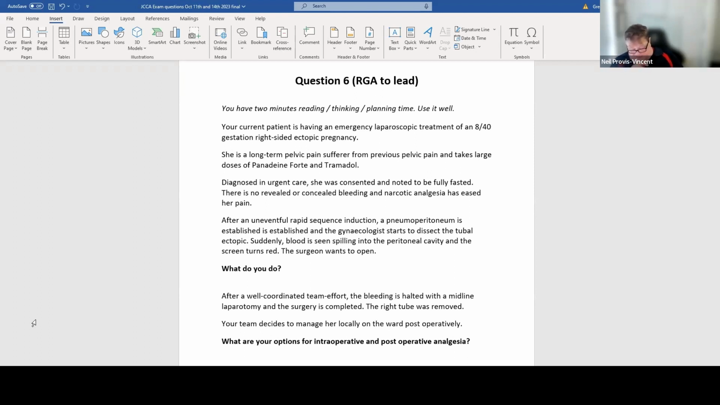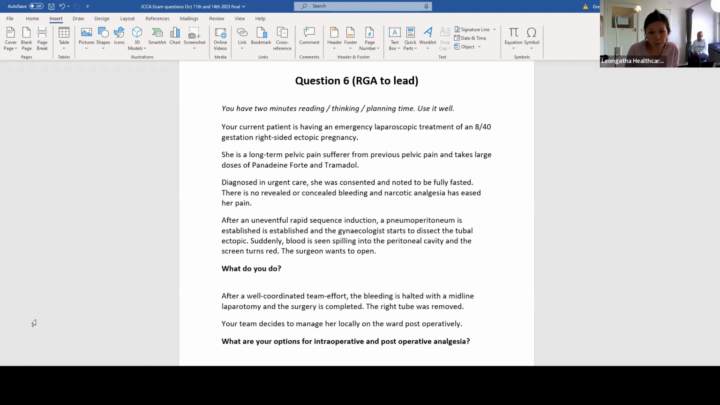After a coordinated team effort, they control the bleeding. She has had her tube removed, and she's managed on the ward post-operatively. What are your options here for both intraoperative and post-operative analgesia?